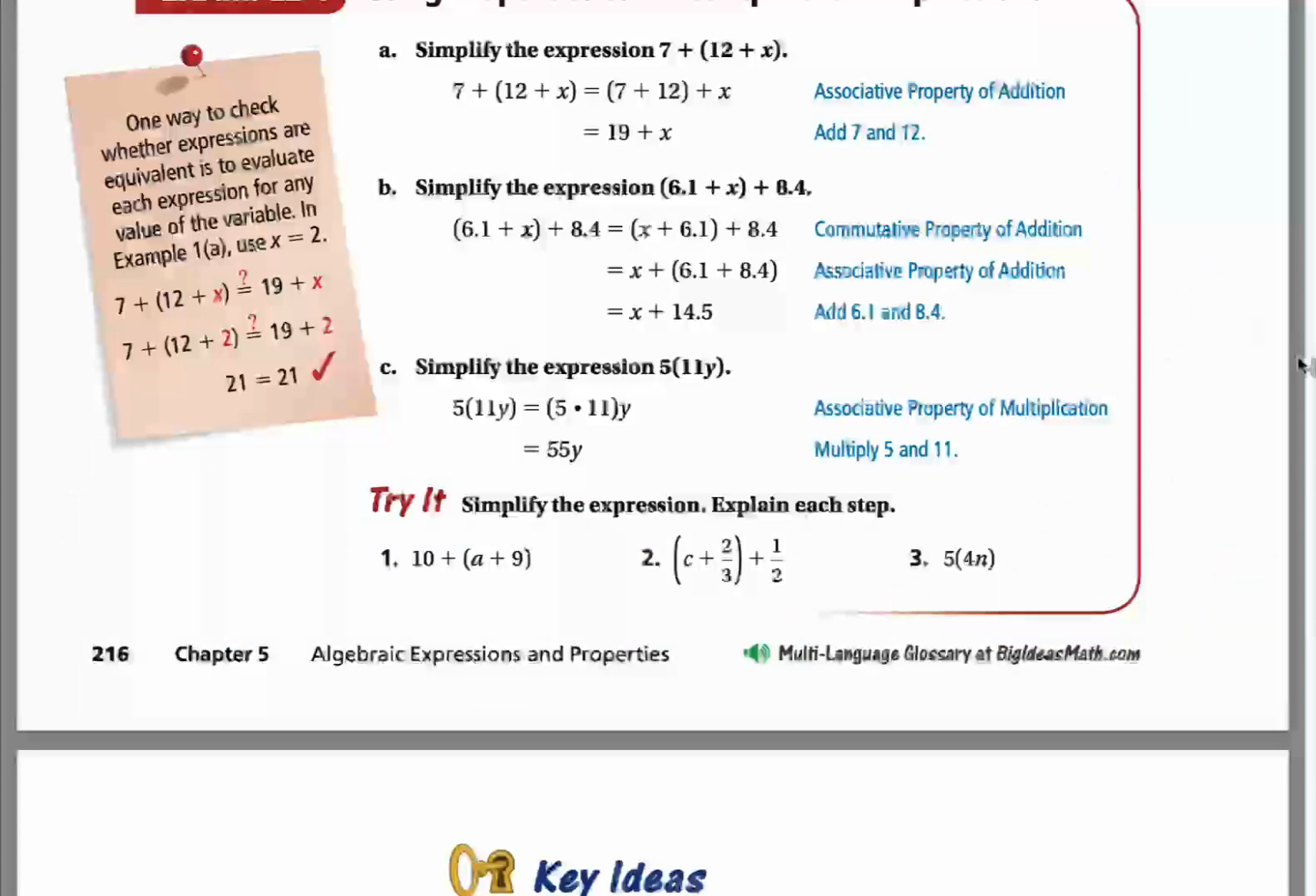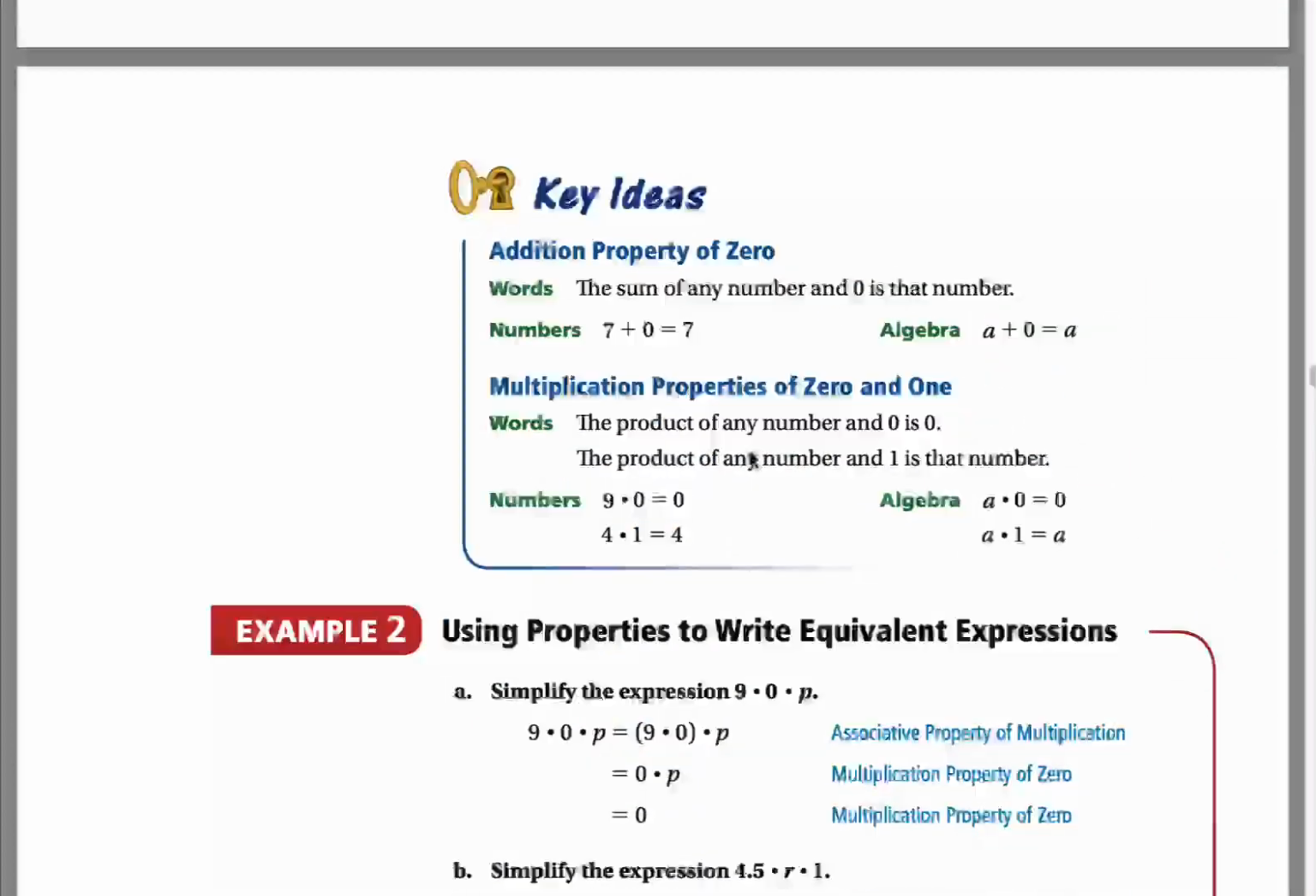Okay, now let's move to the next page. And here we have more properties. The property here is the addition property of 0. The sum of any number and 0 is that number. So 7 plus 0 is 7. And as algebra, a plus 0, anything plus 0 gives the same thing.